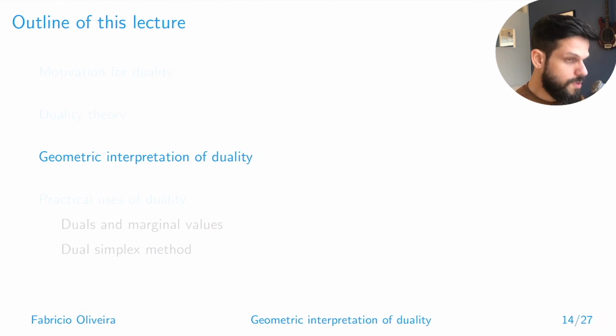All right, so this is all for this video. We'll continue in the next one talking about an interesting geometrical interpretation of what duality means in terms of the optimality of your primal problem. So see you in the next video.